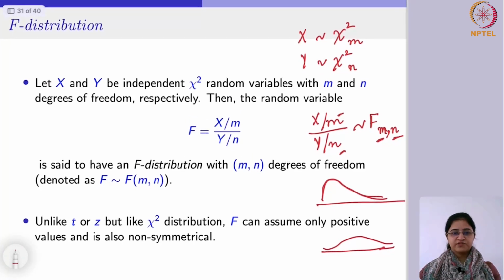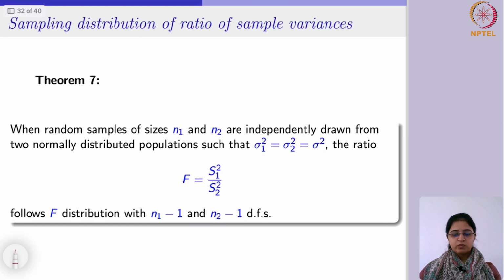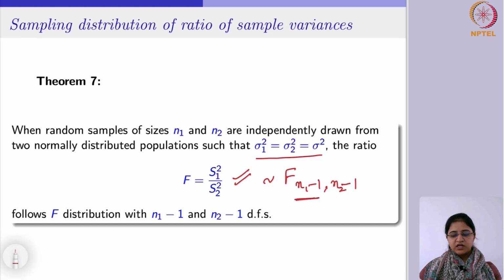So we will make use of this F distribution in finding this next result. The theorem says that when random samples of size n1 and n2 are independently drawn from two normally distributed populations such that their variances are the same, this ratio over here will follow F distribution with n1 minus 1 and n2 minus 1 degrees of freedom. So by the definition, this n1 minus 1 degrees of freedom is coming from the numerator and this one is coming from the denominator term.